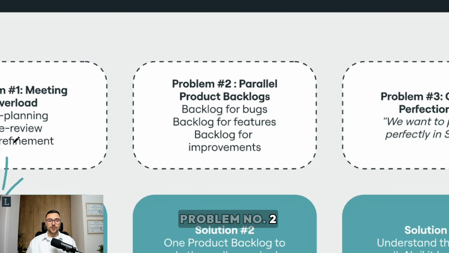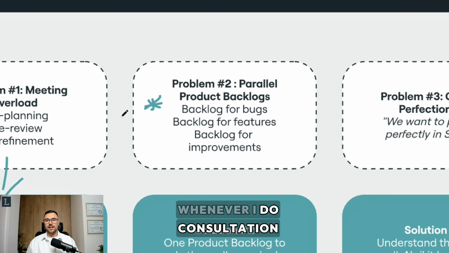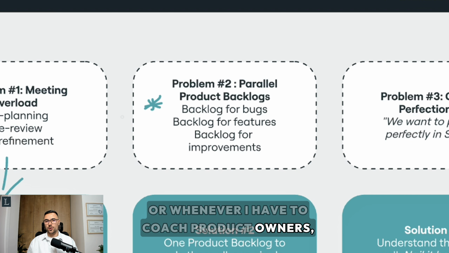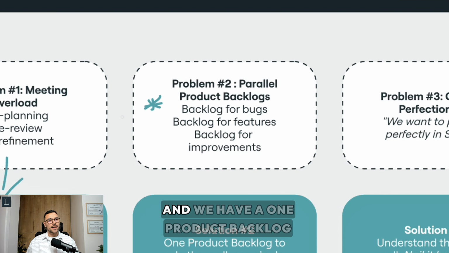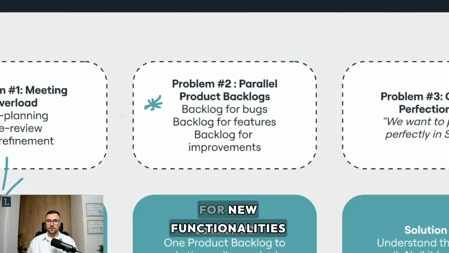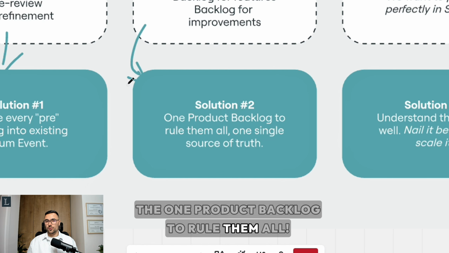Problem number two is parallel product backlogs. Whenever I do consultation or whenever I have to coach product owners, they usually tell me, hey, we have one product backlog for bugs and we have one product backlog for new functionalities or features. That's the problem. The solution for that is one product backlog to rule them all.